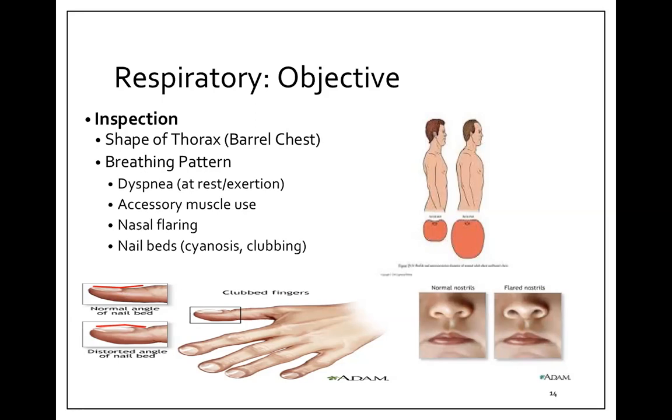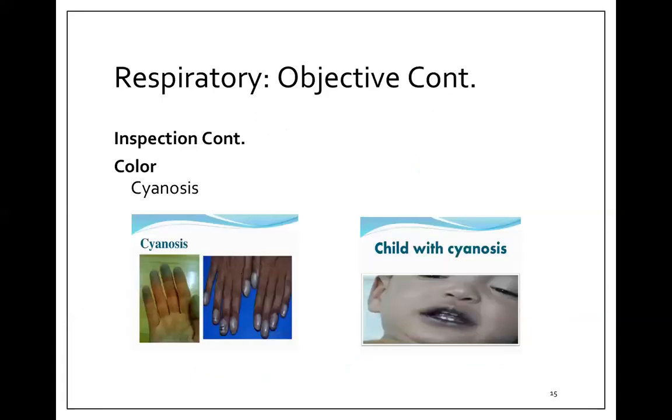So again, just in that initial general survey, that inspection, somebody you see with a barrel chest, clubbing of their fingers, really indicates that there is longstanding pulmonary disease there. And again, this slide just shows some pictures with how to assess for cyanosis in the fingernails. And again, that blue tinge around the lips as we had talked about earlier.